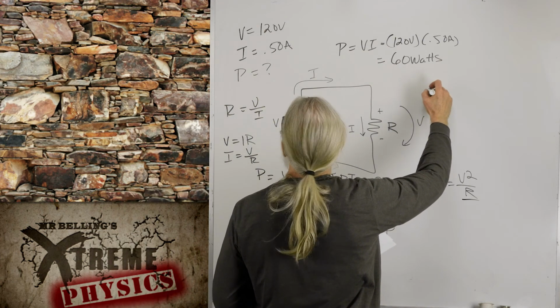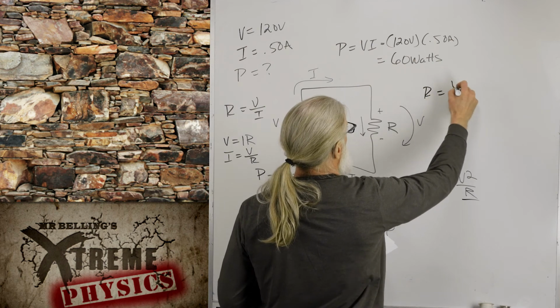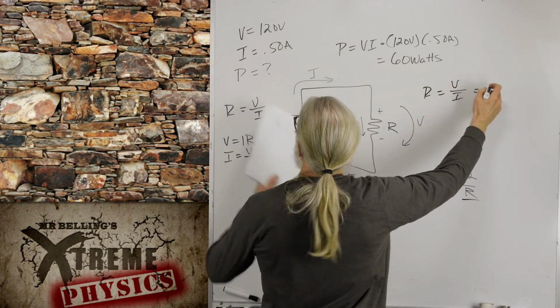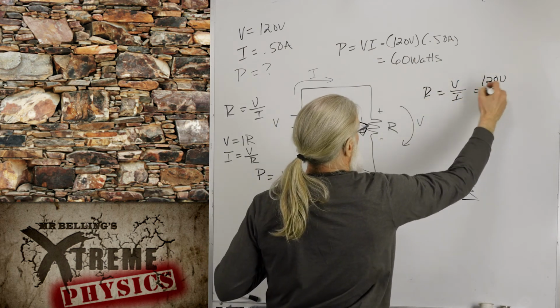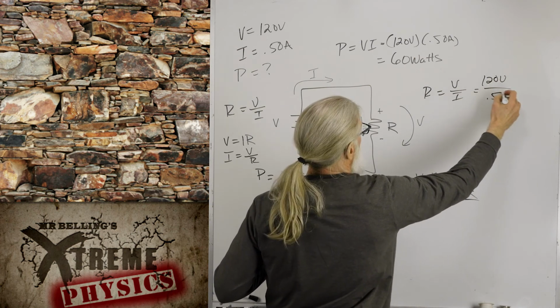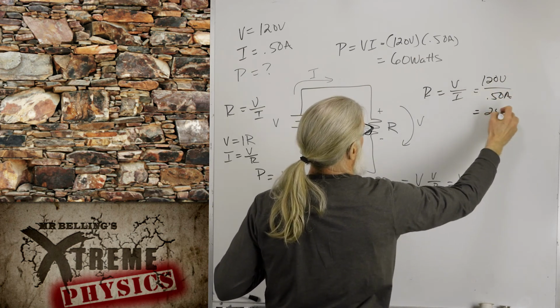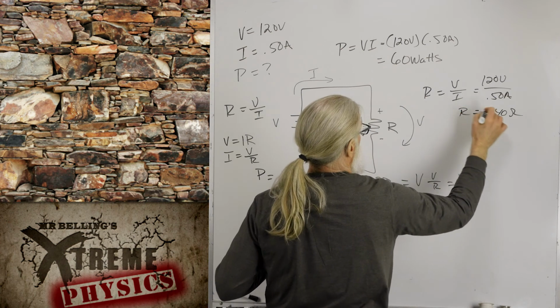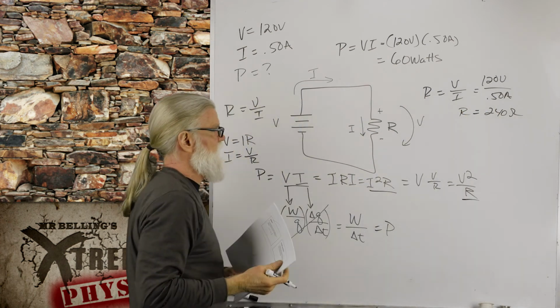All right. R equals V over I. So it's 120 volts divided by half an amp, right? Which is, I guess, 240 ohms. That's the resistance of that thing.